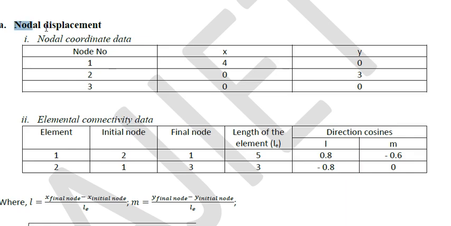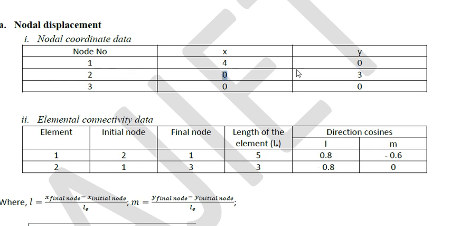The first step is to write nodal coordinate data. We are finding nodal displacement. So we have three nodes, node 1, node 2 and node 3. We have to make a column table of nodal coordinate data. That is the first step. So node 1, node 2 and node 3. Node 1 is at a distance 4, 0 from the coordinate point, as I told.